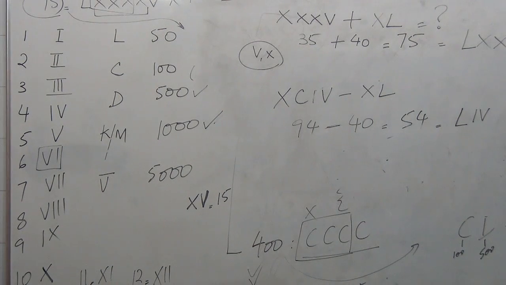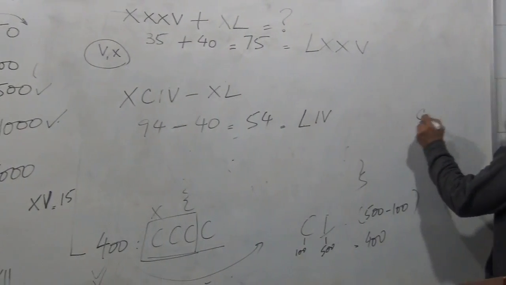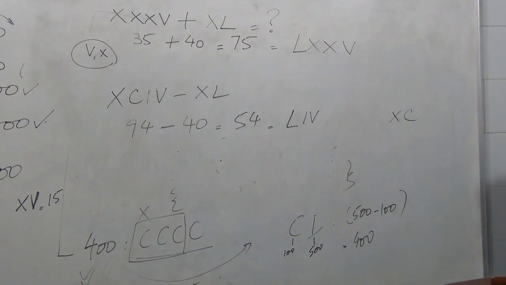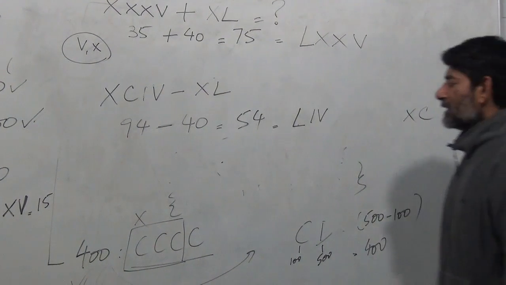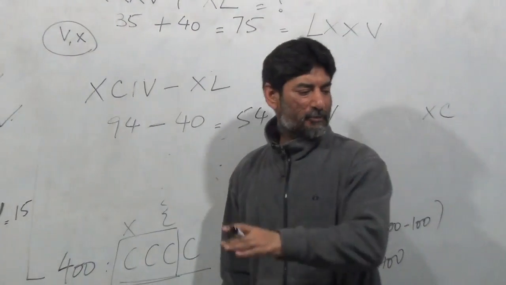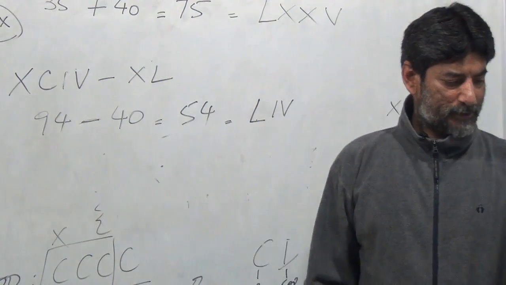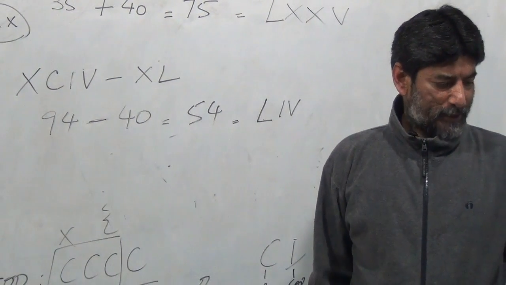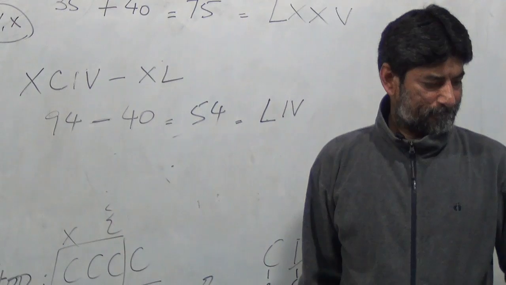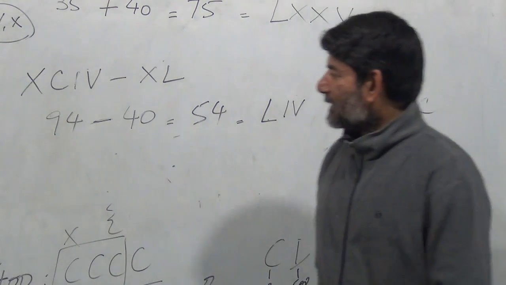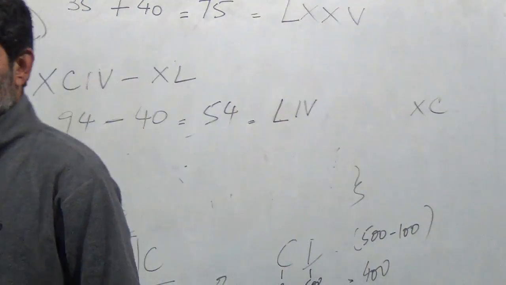And then we come to the operations. If the smaller symbol comes before the larger symbol, it means subtraction. In the same way, if the smaller symbol comes after the bigger symbol, it means addition. And what else? And the V, which is the 5, cannot be subtracted at all.